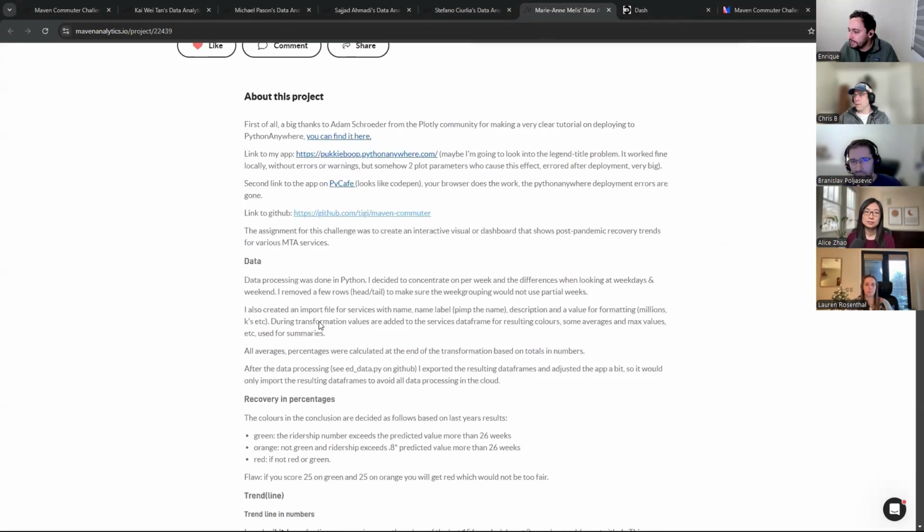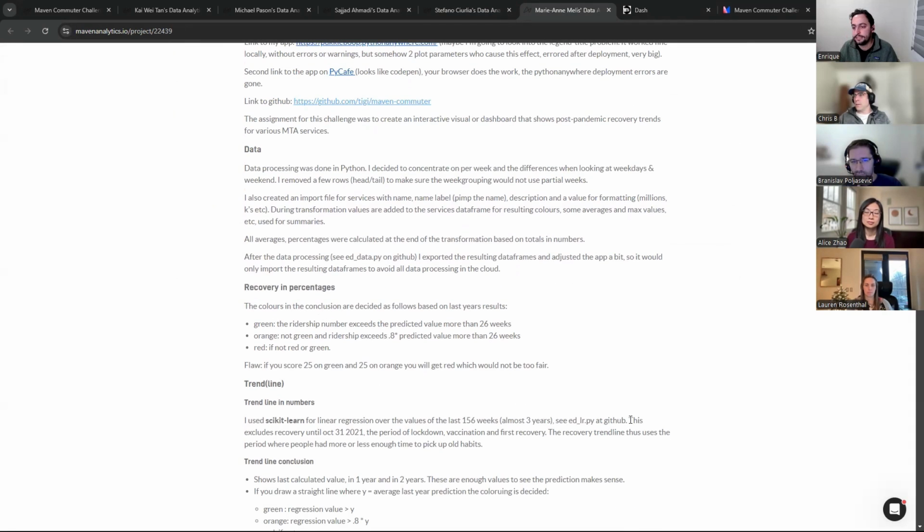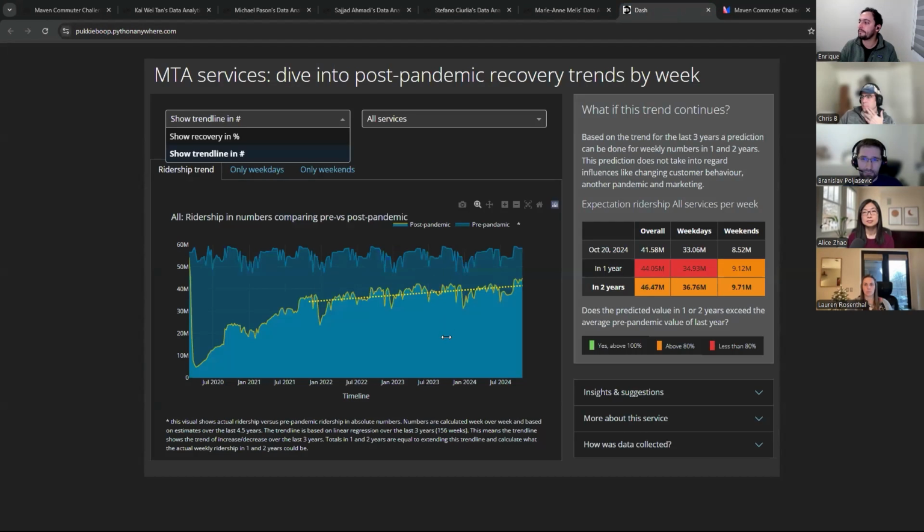If we go back to the write-up, you'll see that it says the data used for the forecast excludes recovery up until, so everything before November 2021, which represents the period of lockdown, vaccination, and first recovery. So once things technically were allowed to come back to normal, that's when she started using the data for the forecast, which is smart. And what that does is let her calculate, all right, in 1 year past this point, where are we expected to be? And you'll see that in 2 years, it looks like overall for all services, we're expected to at least half the time be over 80%, which I think is pretty neat.